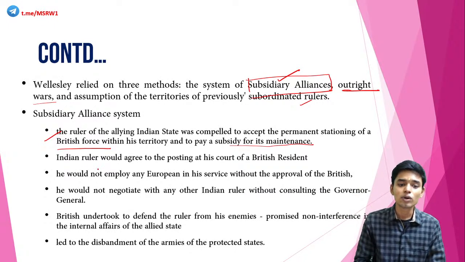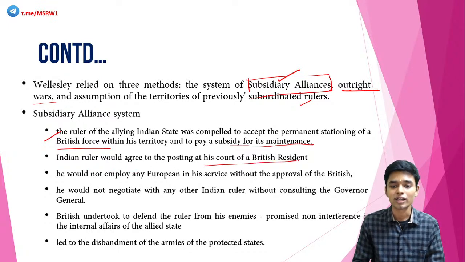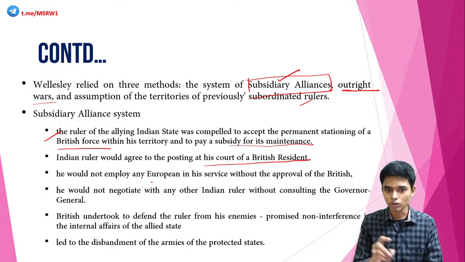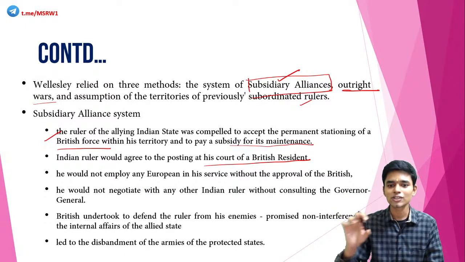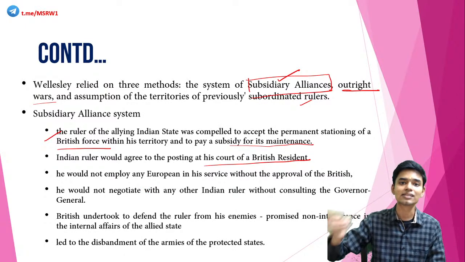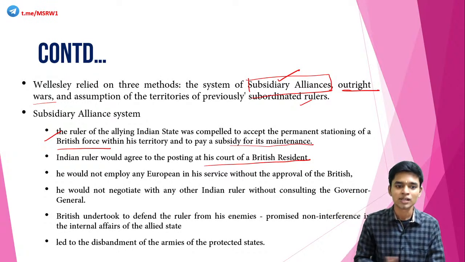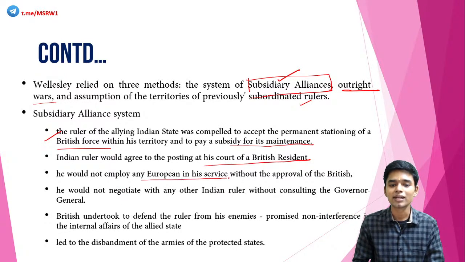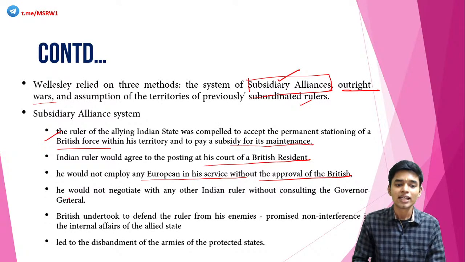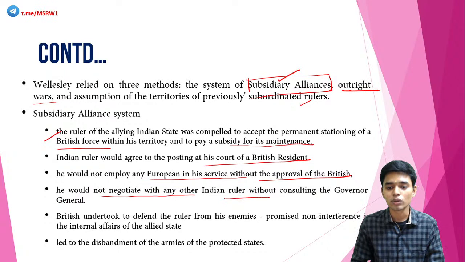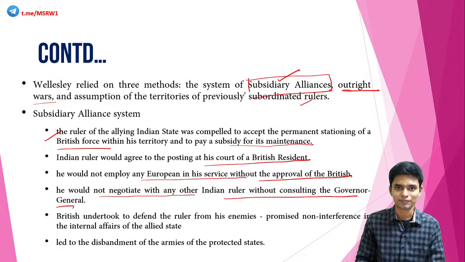The Indian ruler would agree to the posting at his court of a British resident. Not only that, he has to allow a permanent British army in his capital, he also has to allow a British resident in his court permanently. He would not employ any European in his service without the approval of the British. He would not negotiate with any other Indian ruler without consulting the Governor General.